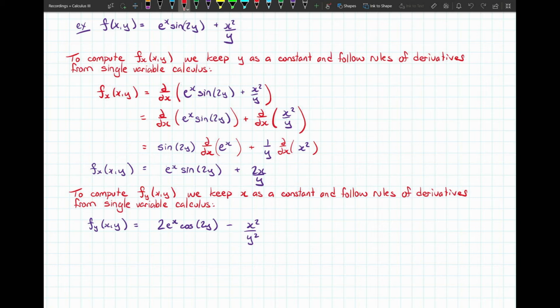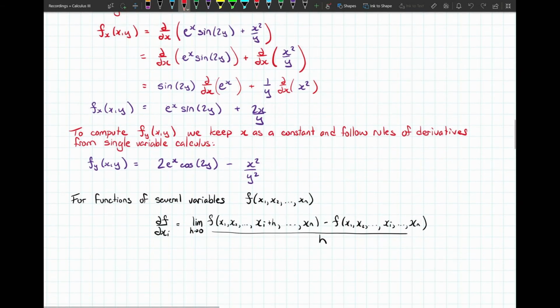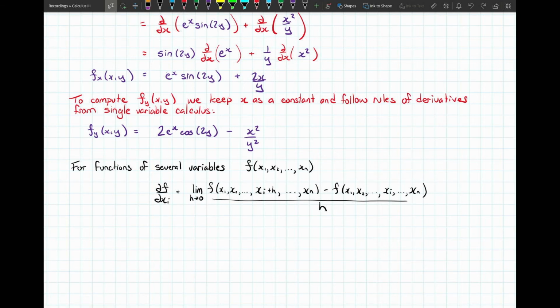Now, the idea of a partial derivative doesn't just stop at functions of two variables. If we have a function of several variables, let's say we have a function f, which is dependent on variables x1, x2, all the way up to xn, then the partial derivative of f with respect to the variable xi, this would be the limit as h approaches 0 of f evaluated at x1, x2, all the way up to xn, with the one exception that we have xi plus h. And then we subtract f evaluated at x1, x2, all the way up to xn. So really, we're still treating x1, x2, all the way up to xn as constants, except for the one variable that we are differentiating with respect to.